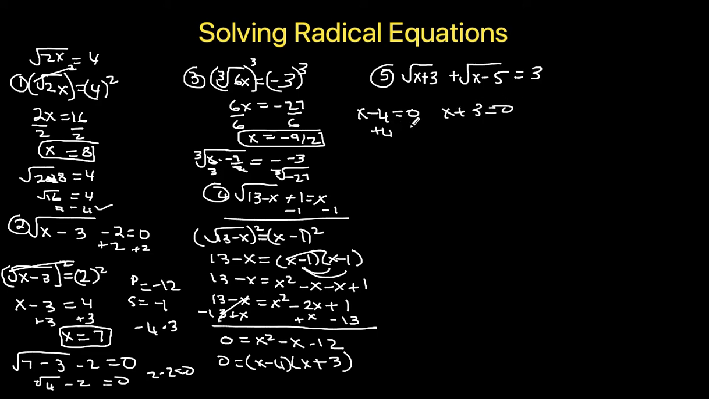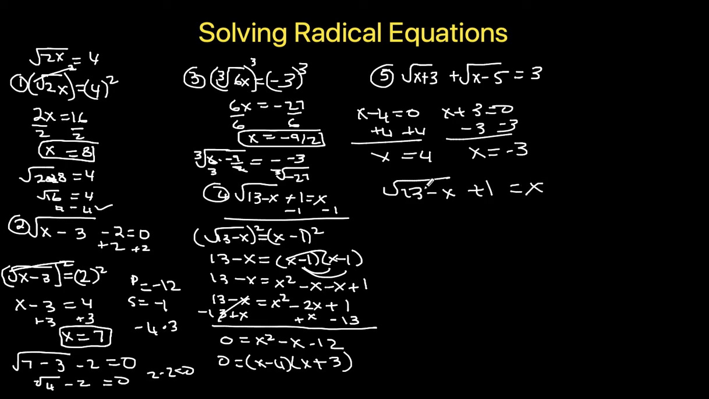Add 4 to get x equals 4. Subtract 3 to get x equals negative 3. You must check both separately. So let me go ahead and rewrite what the original equation was.